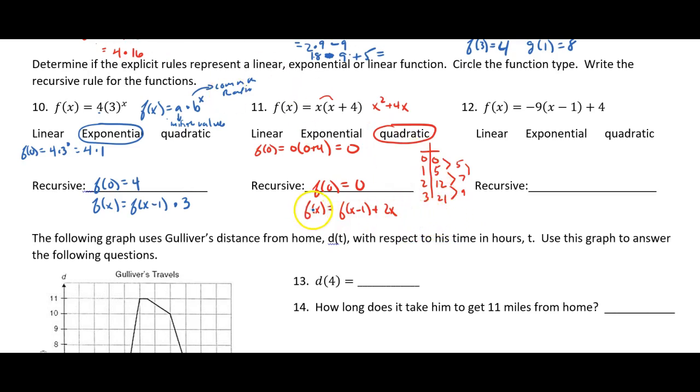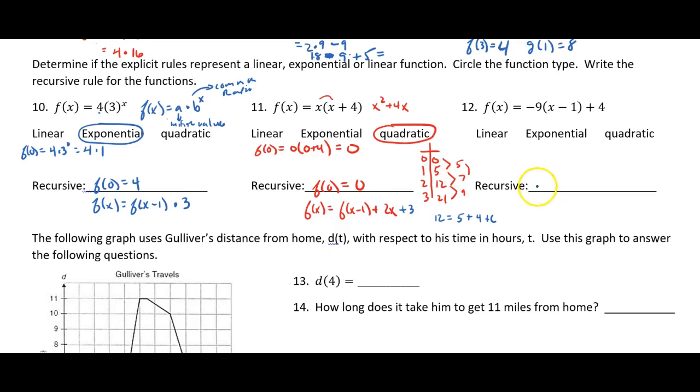So if I do f of 2, that is 12 equals 5 plus, what was that, 4, plus c. Well, 9 plus what would give me 12? So it's plus 3. And that would be your recursive rule for the quadratic. That there is a difficult problem. Okay?